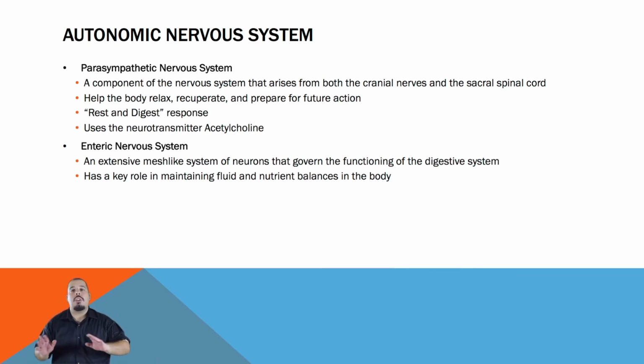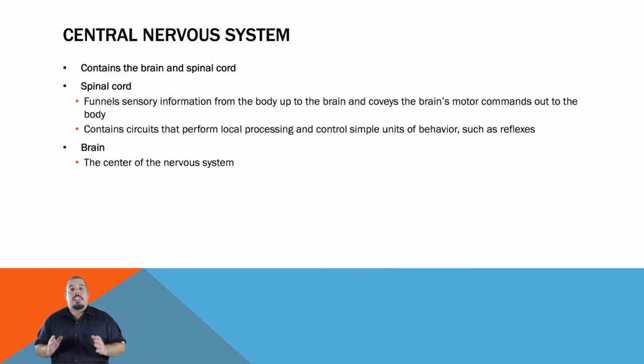And again, all you need to know about the enteric nervous system for now is that it has a role in the digestive system. Back to the CNS, which contains the brain and spinal cord. The spinal cord is like a relay center between the brain and body. The spinal cord receives information from the body's PNS, transmits it to the brain, and conveys the brain's motor commands out of the body. However, not all information that is received from the PNS travels up to the brain. The spinal cord contains circuits that perform local processing and control simple units of behavior such as reflexes.